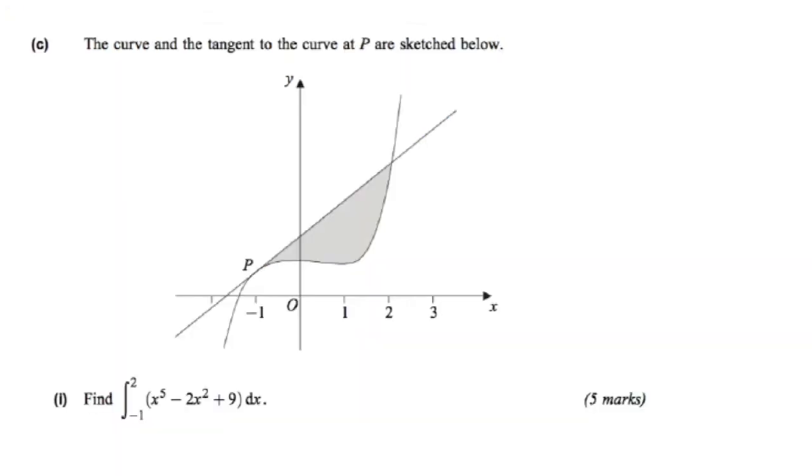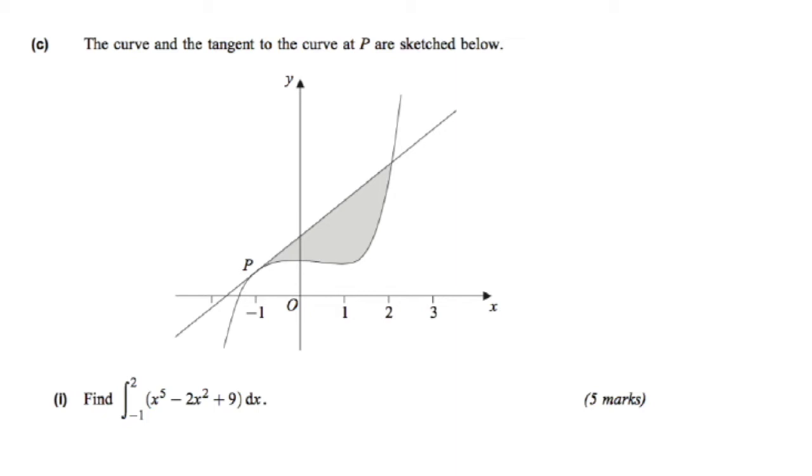Let's move on to part C. The curve and the tangent to the curve at P is sketched below. The first part of this question is saying find, and we have an integration of x to the power of 5 minus 2x squared plus 9, and we can see that we have limits 2 and minus 1. This is therefore a definite integral as we have limits, and what this means is we need the value of the integration between 2 and minus 1.